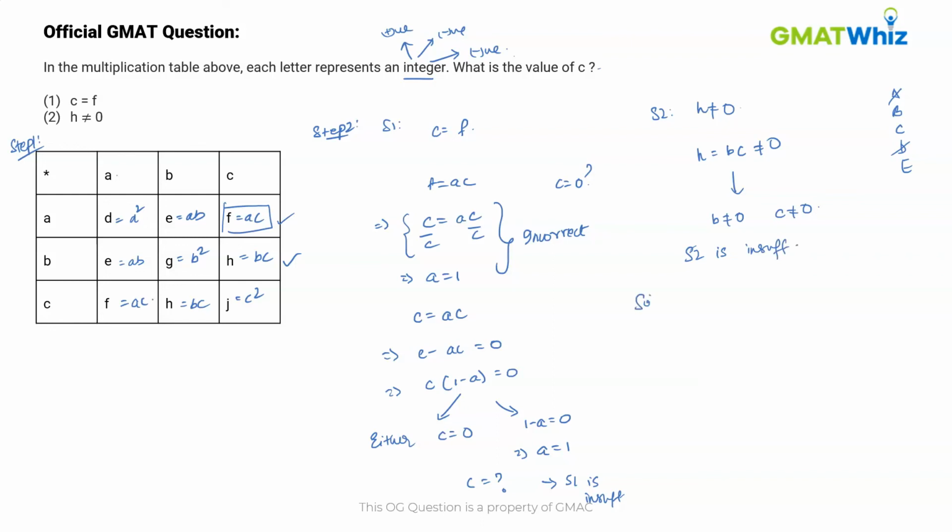Now, in step 3, when we combine both the statements together, from statement 1, we have that the value of C can either be equal to 0 or A can be equal to 1. And from statement 2, we have that C is not equal to 0. After combining these two statements, we can only infer that the value of A will be equal to 1. But in the question we have to find the value of C. So the statements together are insufficient and the correct answer is option E.